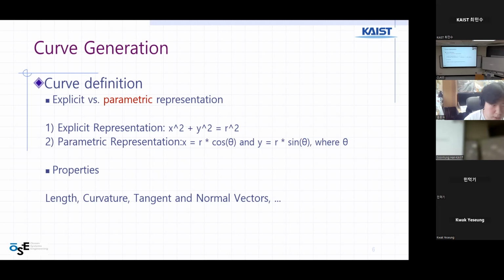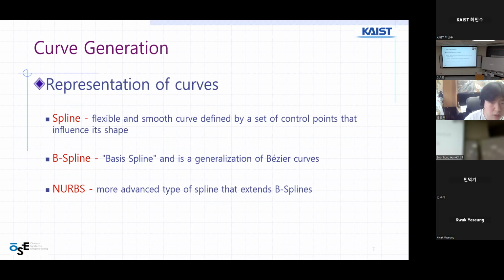Curves have lots of properties, and curves possess various properties that are essential for their mathematical and theoretical analysis, like this. Next are the types of representation of curves.